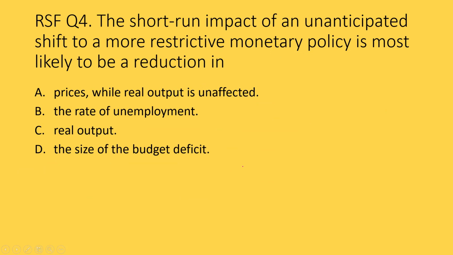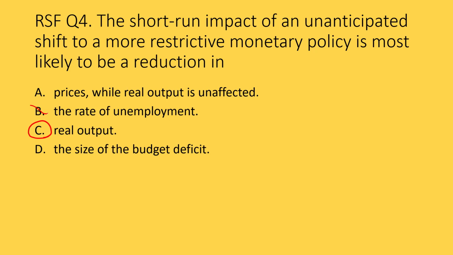All right, and then the next practice question says the short-run impact of an unanticipated shift to a more restrictive monetary policy is most likely to be a reduction in... Remember, in the short run, if we use restrictive monetary policy, then it's going to create a reduction in real output or lower real GDP. Again, if the economy is already in long-run equilibrium, then it could lead to that short-run recession, right? If anything, it will cause an increase in unemployment, right? So we know that the answer is not B because it won't lead to a reduction in unemployment.